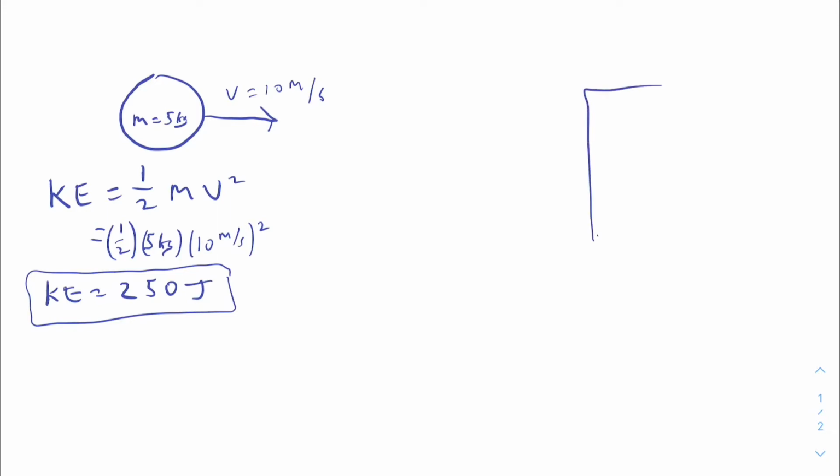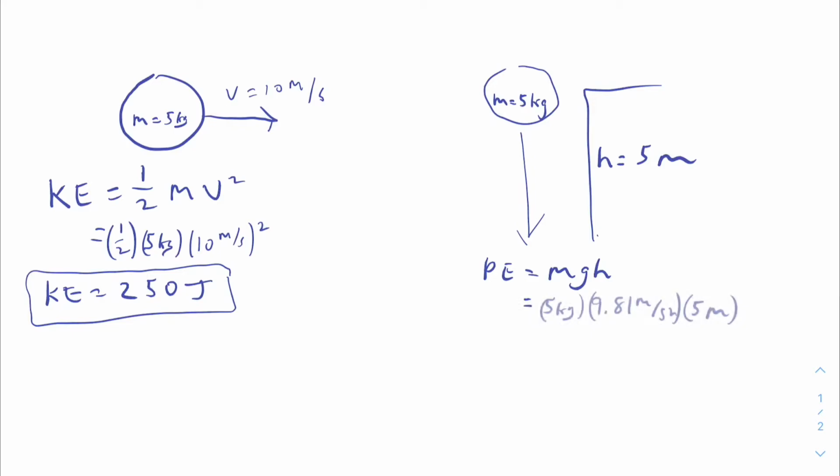Now, what if instead this same object was not moving but was positioned at a height of 5 meters above the ground? This would be an example of potential energy. And we can calculate this by multiplying the mass, the acceleration due to gravity, and the height of the object. Using the potential energy formula, we find that the potential energy of this object is 245 joules. The potential energy of an object will increase linearly as the mass or the height increases.